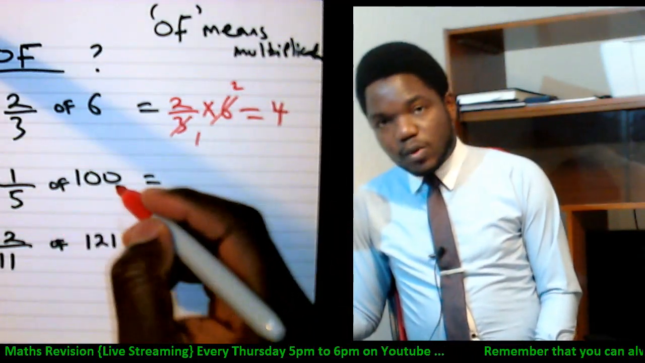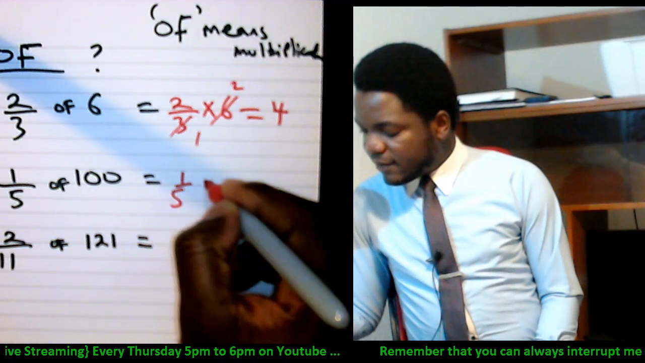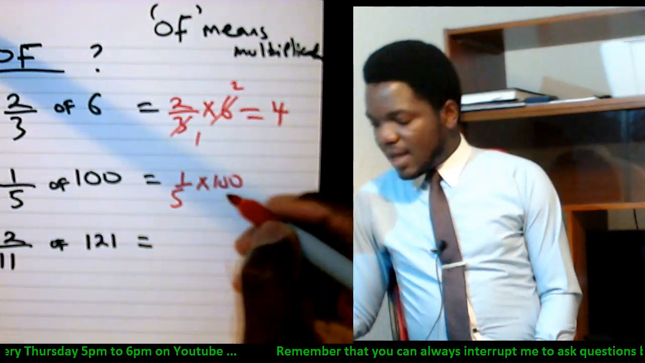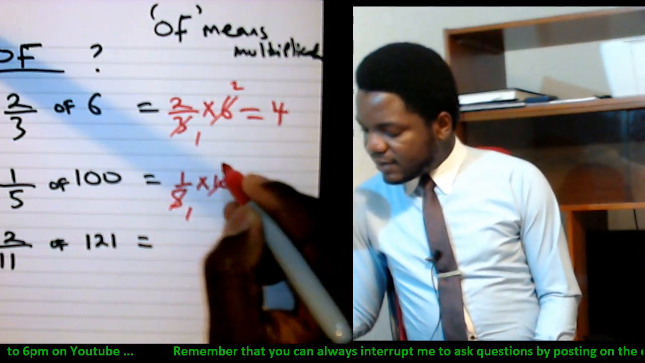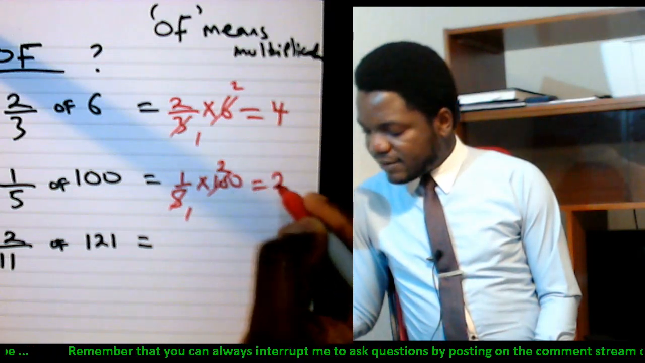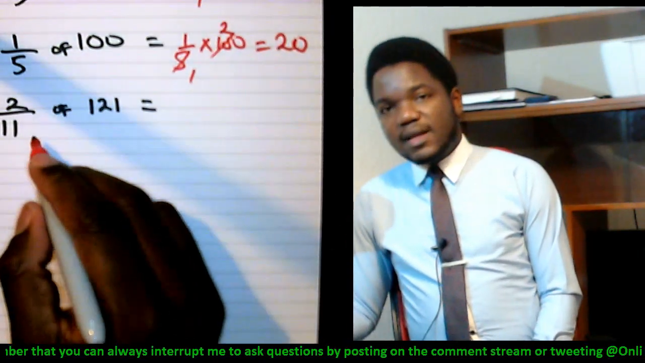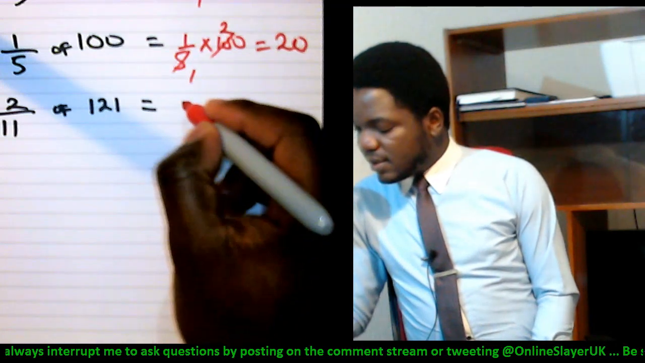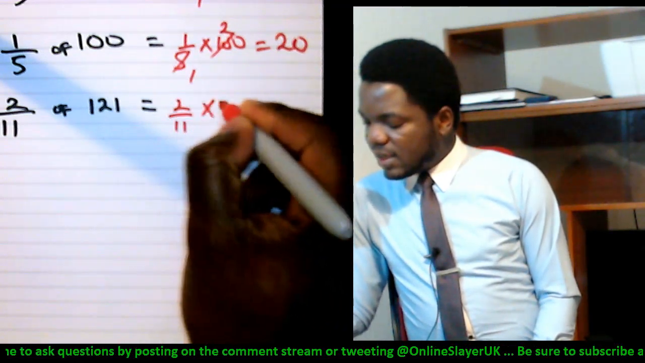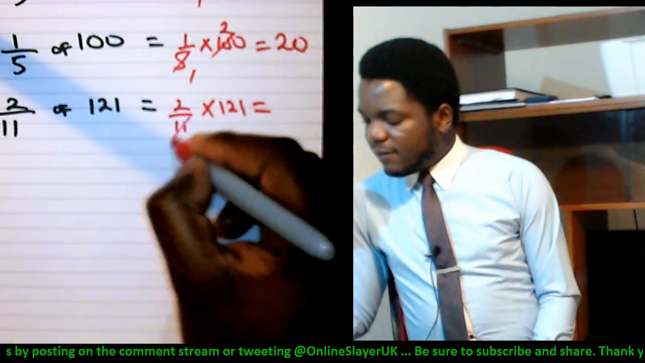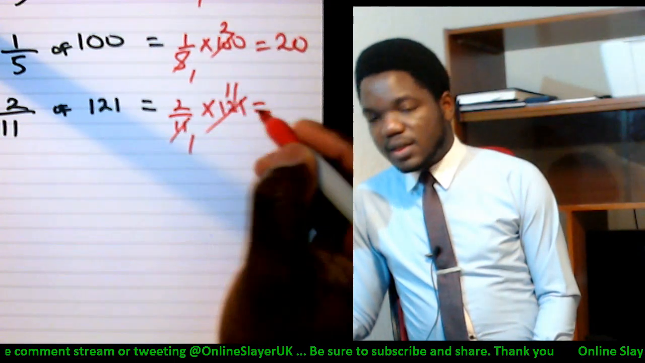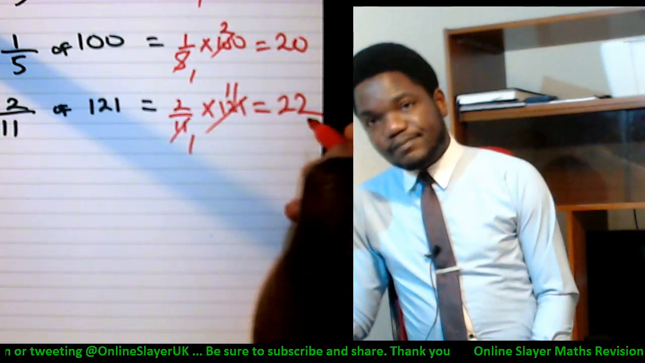1 over 5 of 100 is 1 over 5 times 100. And that is 5 here 1, 5 and 10 is 2, and there's a 0 there, that gives you 20. 2 over 11 of 121 is 2 over 11 times 121. 11 here is 1, 11 in 121 is 11, that's 22.